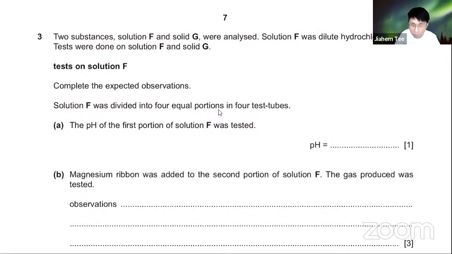Since we know F is an acid and it's hydrochloric acid, it's a very strong acid. What is the usual pH for a strong acid? According to our pH table, if it's a strong acid, it should be very near to the small numbers. So here, your answer is probably just pH 1, up to you. 1, 2, 3, acceptable.